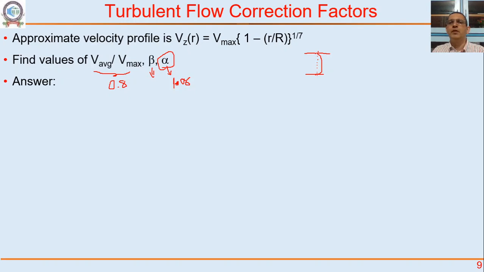So this is the velocity profile. If you want, you can draw arrows; these are the velocity vectors. Average velocity is 0.8 times Vmax, the maximum velocity at the center. Do this for yourself.